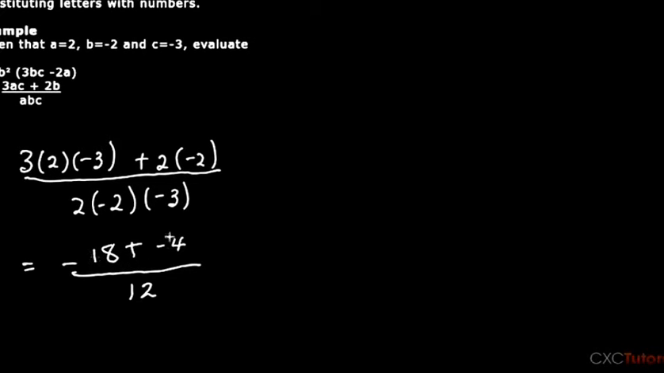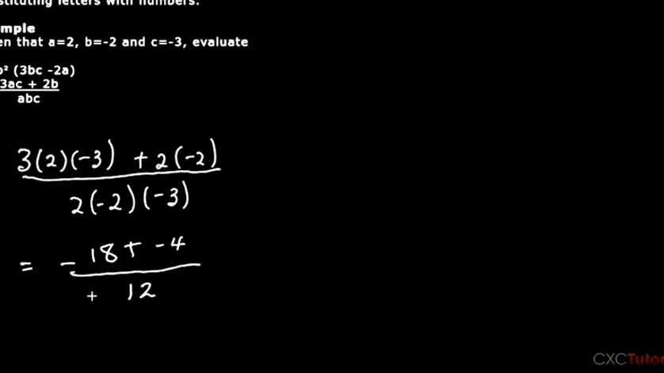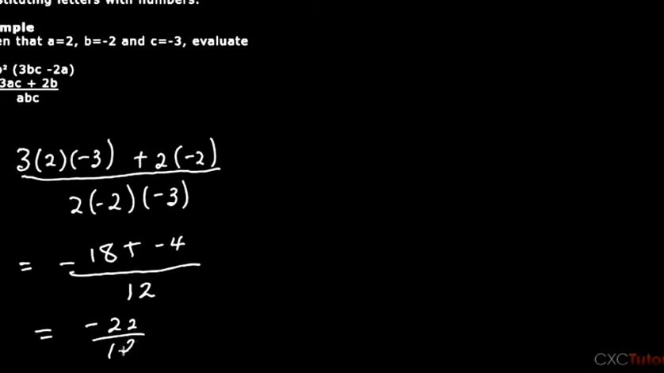Again, we're adding two numbers having the same sign. Just to remind you, when you add numbers having the same sign, you add the normal way, but you are going to keep the sign. So negative 18 plus negative 4 is the same thing as adding 18 to 4, which is 22, but the sign is negative because it's attached to both 18 and 4. So we will end up with a value of negative 22 divided by positive 12.